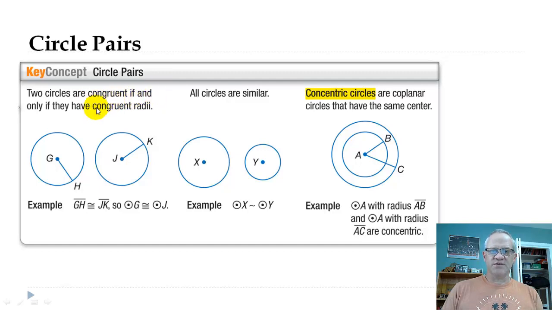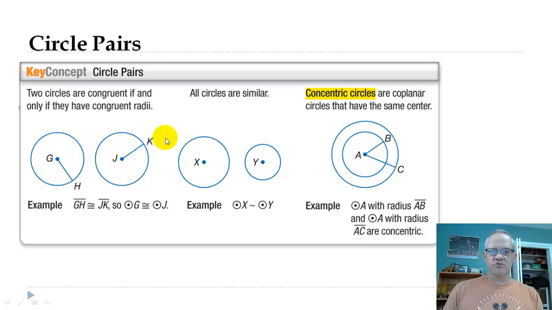And basically that's the case here too, but in all circles, their shape is the same. No matter what circle you have, the shape is always the same. So in this case, the circles are congruent if they have the same radius. Okay, so if JK equals GH, they're congruent.